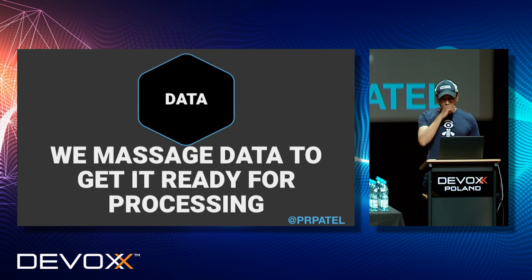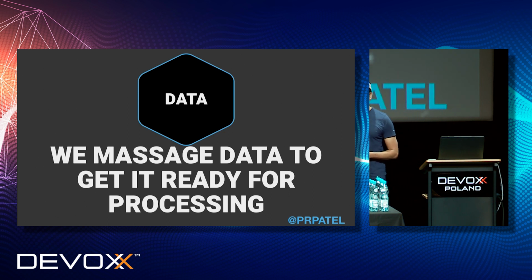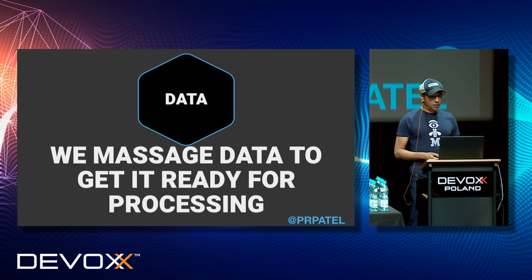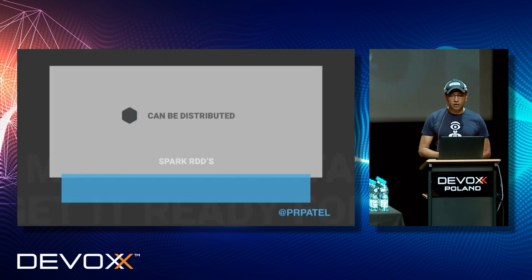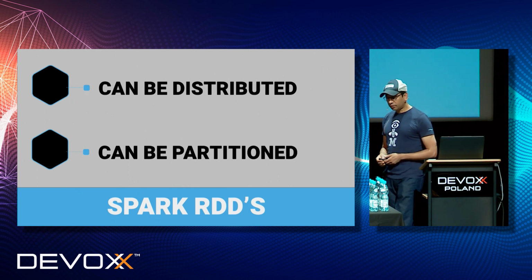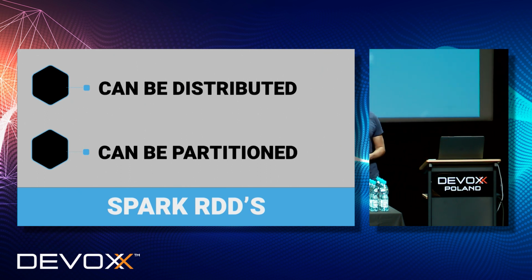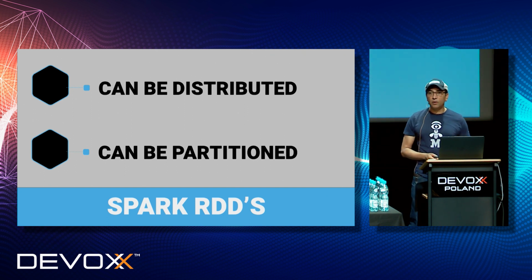Okay? So again, we use this kind of interactive style of development so that we can quickly massage data to get it ready for processing, whether we're just showing some analytics or whether we're doing some machine learning. Now, the Spark RDDs that we're using, which is the underlying data structure, can be distributed and can be partitioned. And it's up to Spark how those things get partitioned across a cluster.